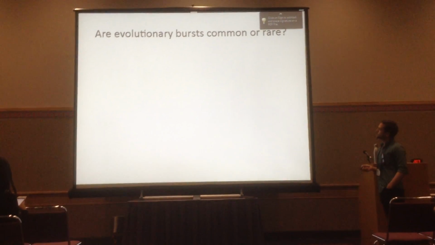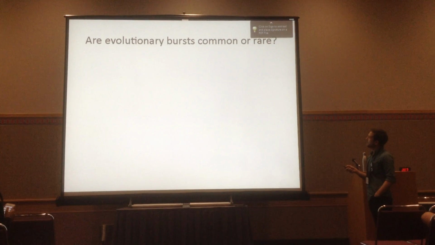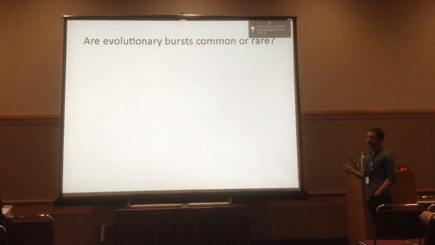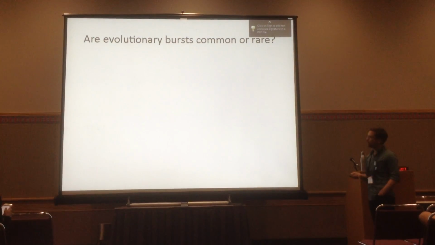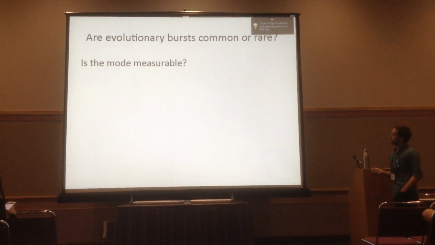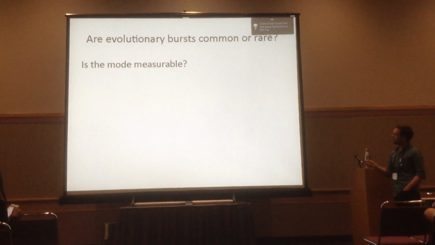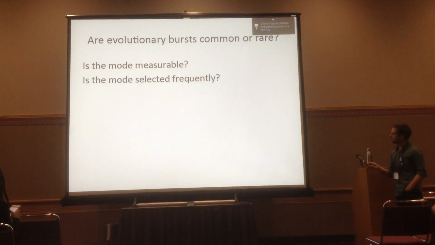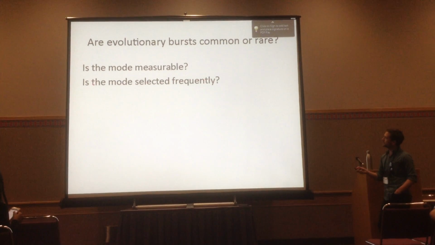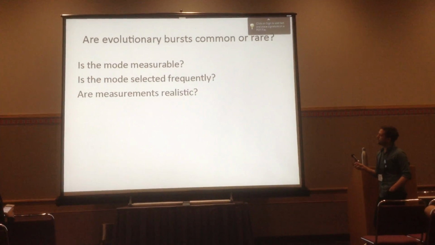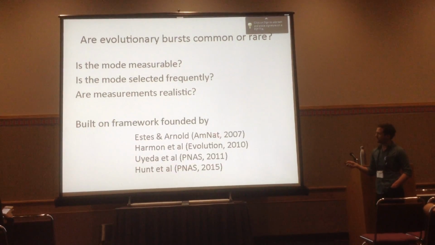So this project that Josh and I endeavored on was basically to ask, are these bursts using very simple models common in macroevolutionary data sets? And then we sort of asked three basic questions, and this follows the tradition that others set forth previously. But first, can we measure the model? Second, is that mode selected frequently? And third, are the measurements realistic? These are the people that we followed.